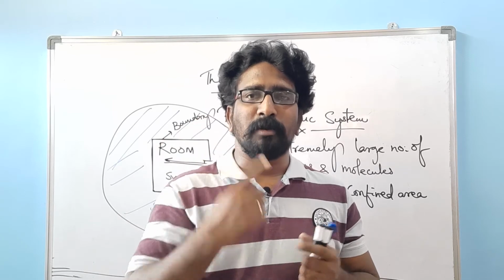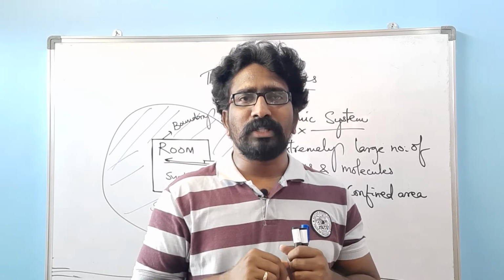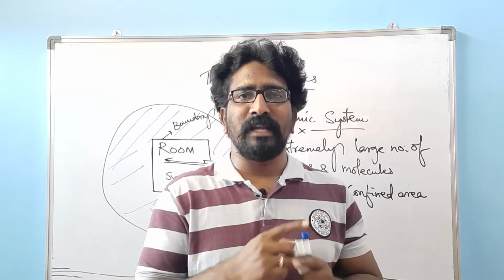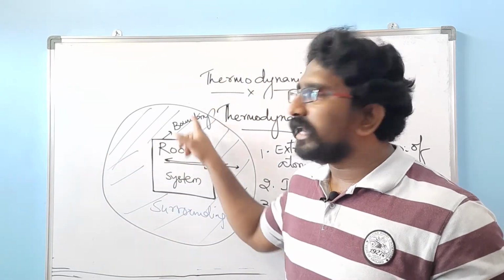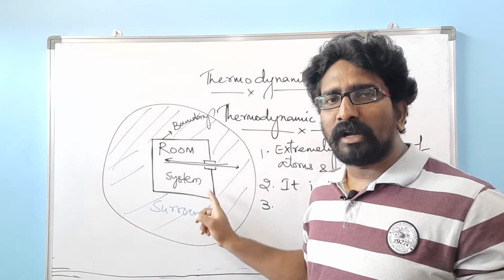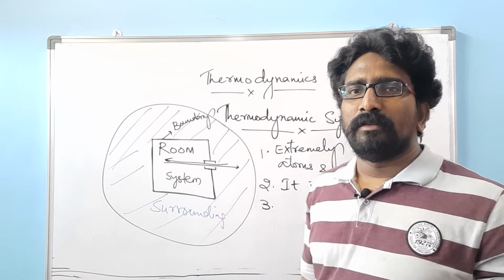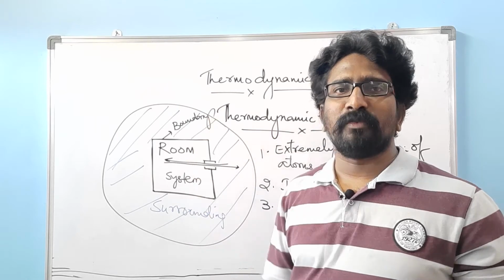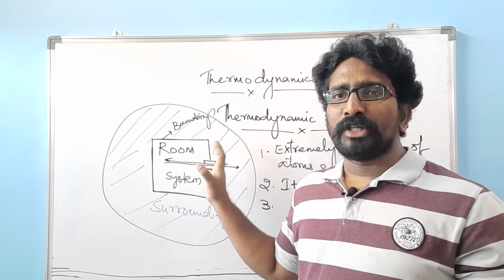A thermodynamic system, first, will be having a large number of molecules and also a large number of atoms. Then secondly, it will be a confined area. It will be having some boundary, and this is called the boundary. And then there will be some surrounding area. The area around this one, the area outside this system, is called the surrounding area. So now these are the main parameters of what is meant by a thermodynamic system. I hope you understood what is meant by a thermodynamic system.